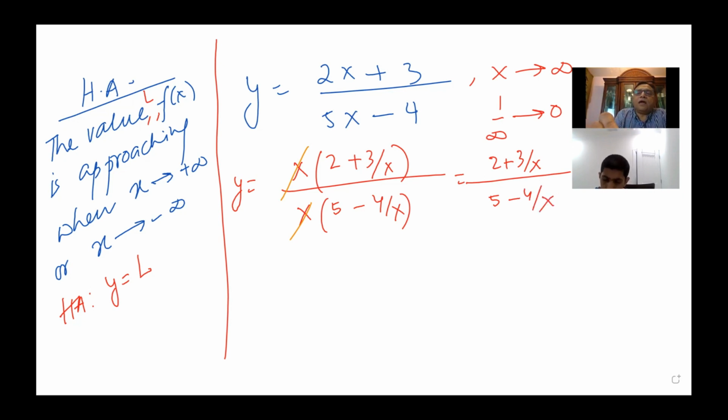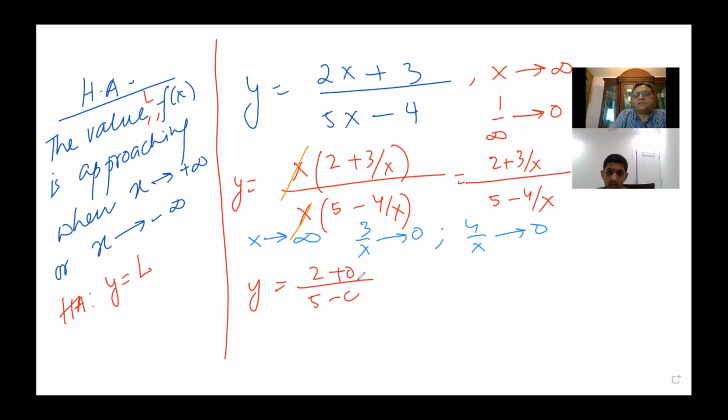Yeah. Now, what happens when x value is approaching infinitely large value? It could be positive or negative. In that case, you can see that 3 over x approaches 0 and 4 over x also approaches 0, correct? Yeah. Therefore, I can write y as equals to 2 plus 0, I'm just writing 0 for that, and 5 minus 0. I approach a value which is 2 over 5. Do you see that? Yeah.